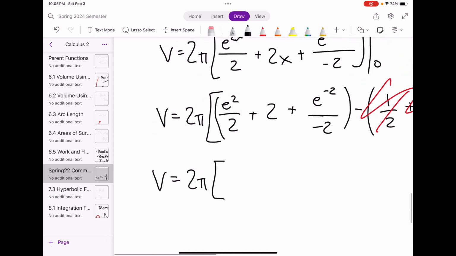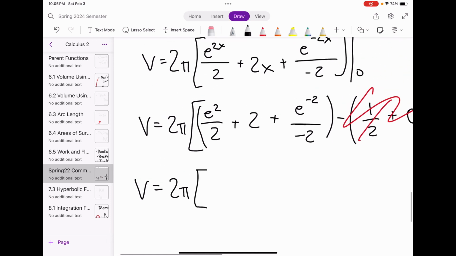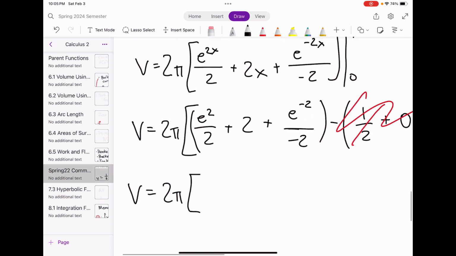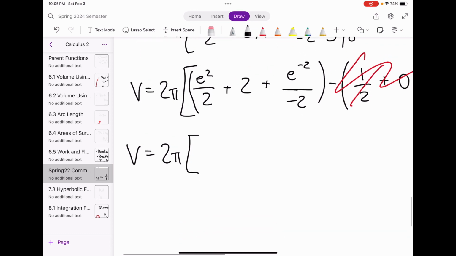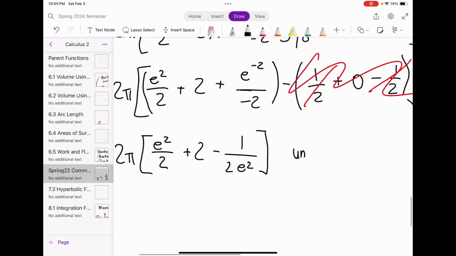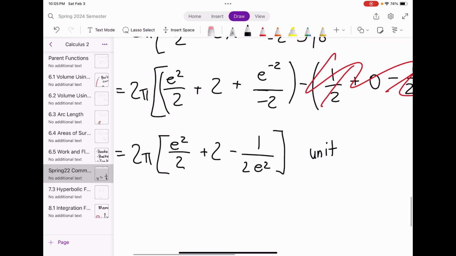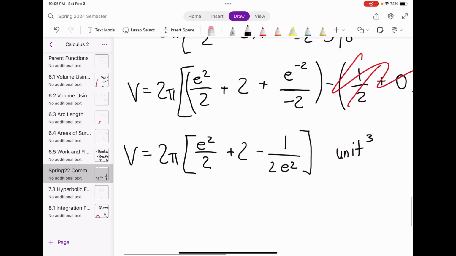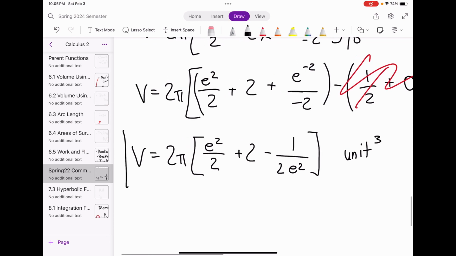And is there any way I could simplify this? So you got e squared over 2 plus 2 minus 1 over 2 e squared. And the answer is probably not. I could distribute the 2 pi, but I'm sure it's fine there. So it's units cubed. That's the answer.